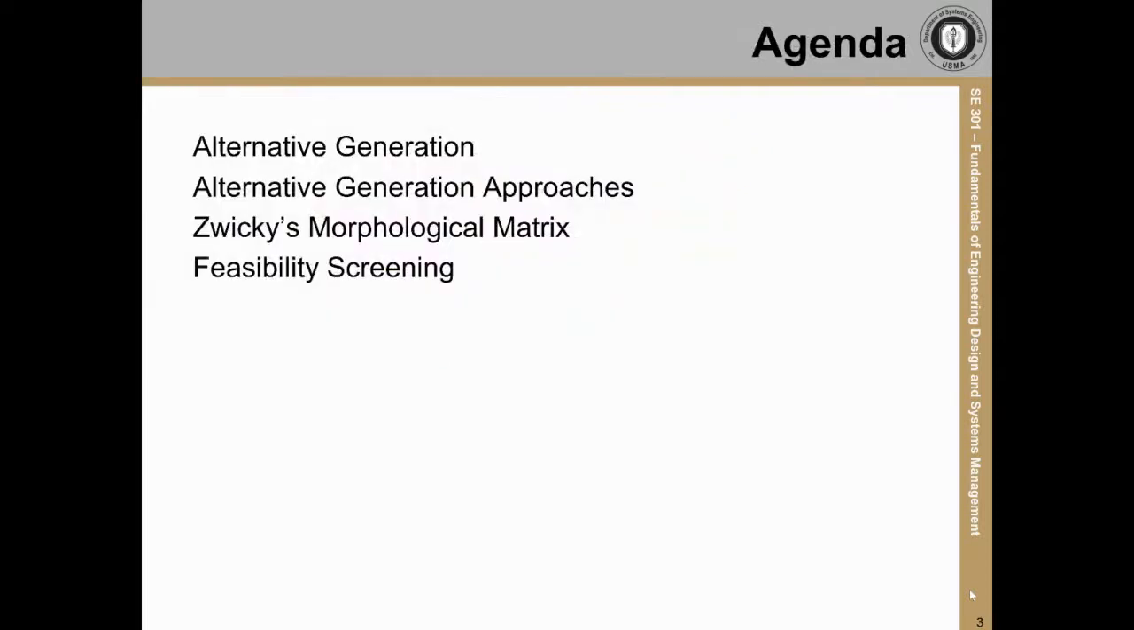So today's lesson, we're going to look at alternative generation approaches, and Zwicky's morphological matrix, which is kind of the core way that we do alternative generation for this class. I'll show you two examples. One's a slightly fun example, and one's an actual TALOS tactical assault light operator suit example from a project that I've been working on.